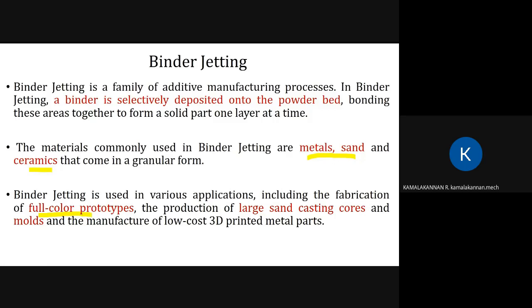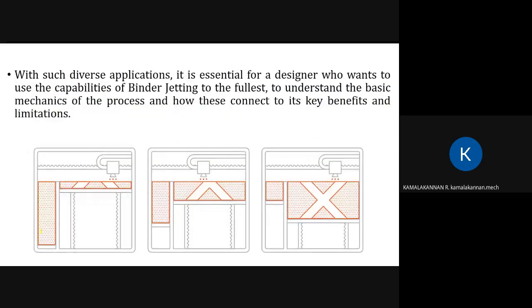That is the biggest difference between this binder jet and other types of 3D printing. And important here is, as I told you earlier, large sand casting cores and molds can be done through this binder jet. That is why it is one of the important technologies in the mechanical manufacturing area. Okay, this diagram will roughly show how the binder jet will be.